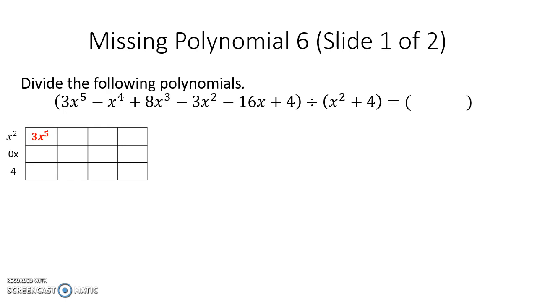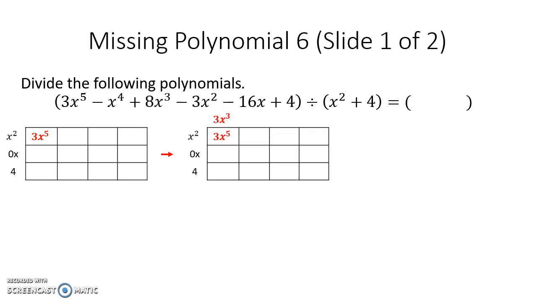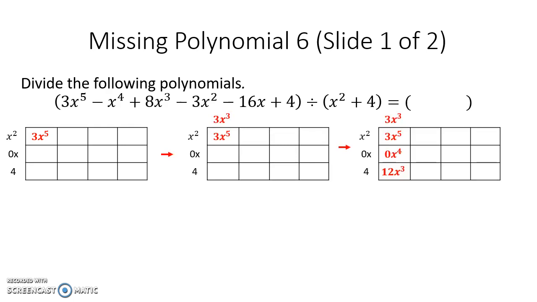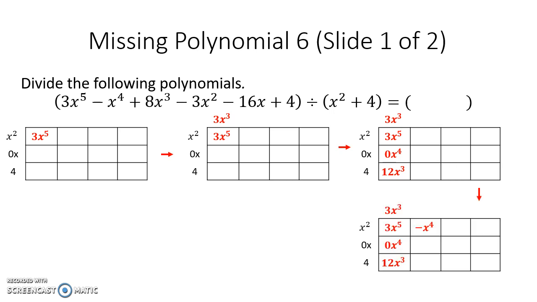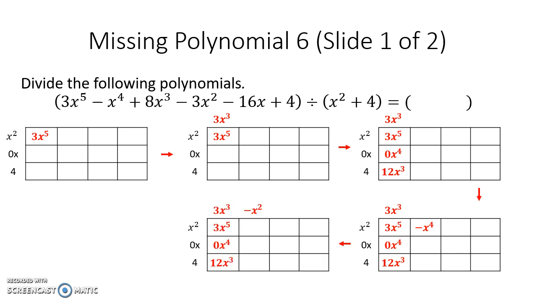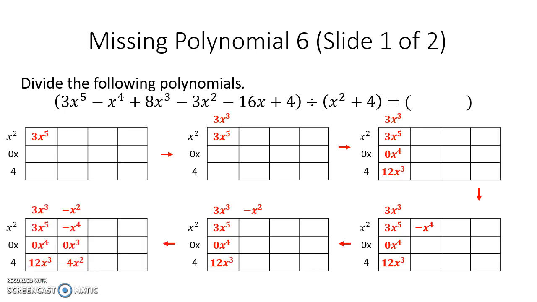We'll start off with 3x to the fifth. X squared times what gives us 3x to the fifth? 3x cubed. So we can figure that out and just multiply back down the column. Notice I'm going to keep 0x to the fourth just so that I can make sure everything stays lined up. Feel free to use 0 instead of 0x to the fourth; this is just my preference. Now we'll look at x to the fourths. We have 0x to the fourth. We need negative 1x to the fourth, so we'll have to have a negative x to the fourth to make that happen. Well, x squared times what gives us negative x to the fourth? Negative x squared. Then we multiply back down and we have our next column.